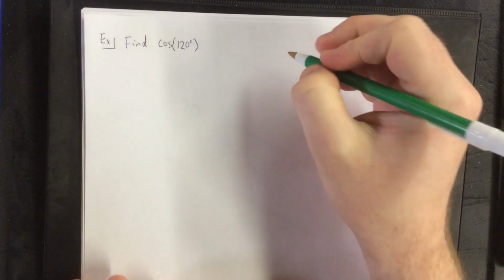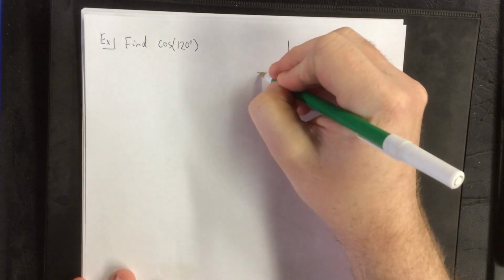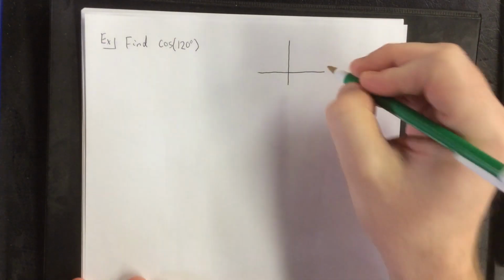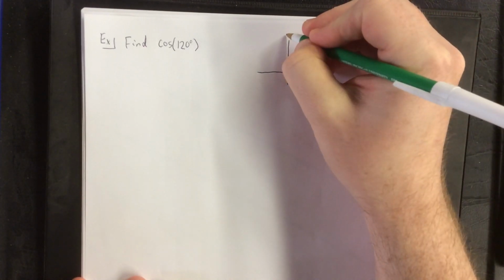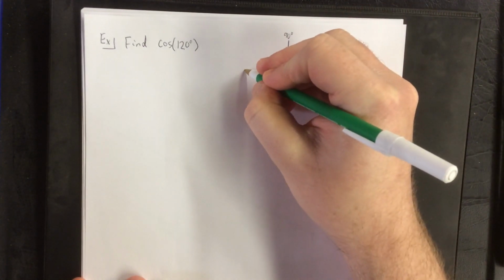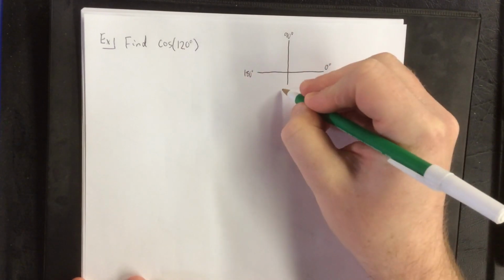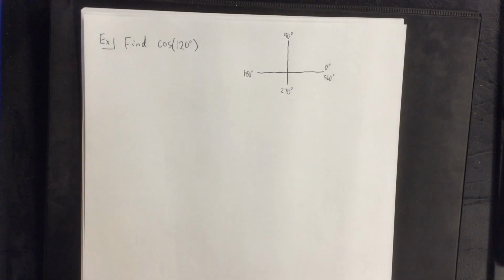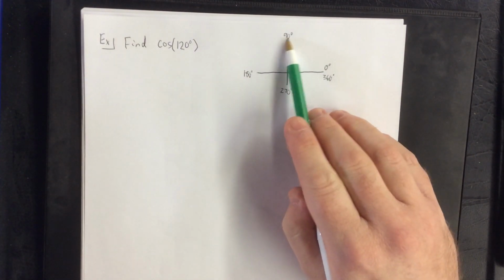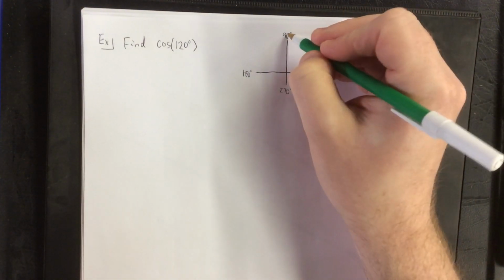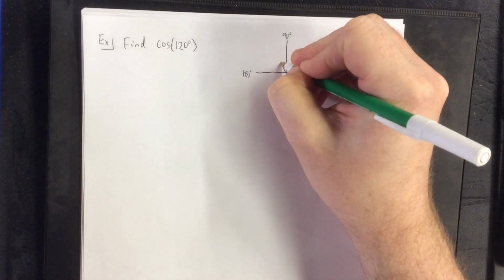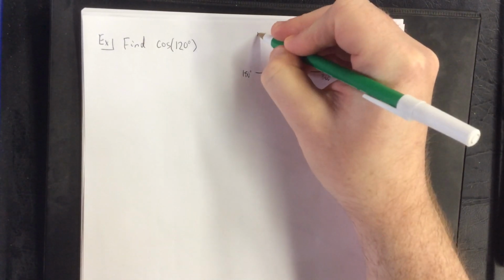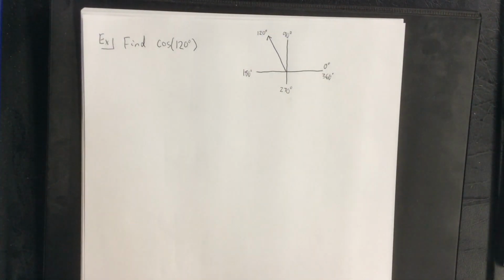Cosine of 120 degrees. Generally speaking, what I'm going to encourage you to do is first sketch the angle in question. We've been given degree measures, so I'm going to label all of my quadrantal angles in terms of degrees. So first big important thing is to determine 120 degrees would be contained within which quadrant. Well, 120 degrees is between 90 degrees and 180 degrees. In fact, it's 30 degrees more than 90 degrees. So 120 degrees would be approximately right here.